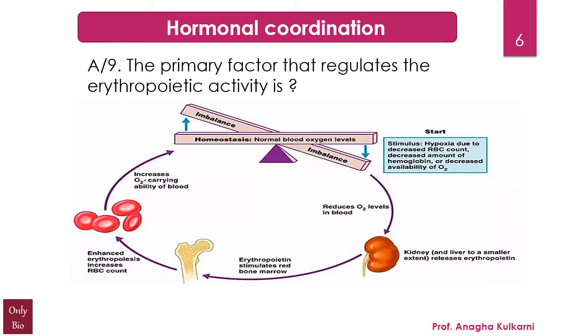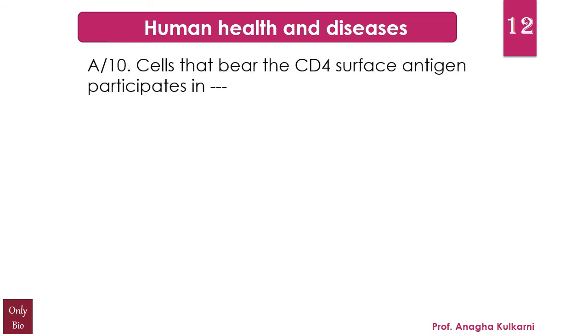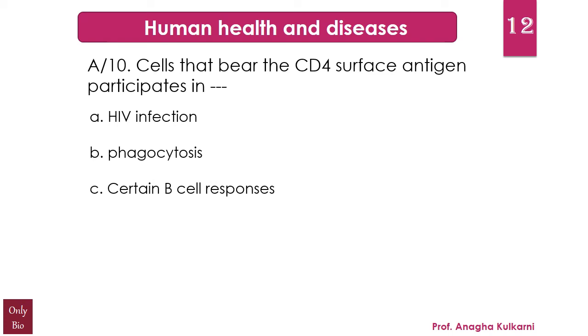The next question. This question number 10 relates with the chapter Human Health and Diseases. It is, cells that bear the CD4 surface antigen participate in dash. And your options are A. HIV infection, B. Phagocytosis, C. Certain B cell responses, D. All of these. Friends, what is CD4?